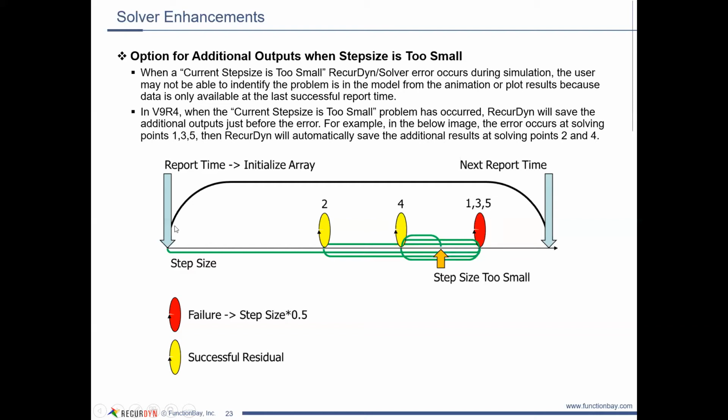Anyway, bottom line is that in the past, all you had was the information way back here from this report time. But now when this error occurs, the current step size being too small, it will provide results from substep number 2 and substep number 4. All the successful iterations will be shown. And whether you plot data or animate with time, you will see these last 2 steps, and that may provide some insight as to why things don't want to converge further along in time. That's going to be really helpful for debugging.